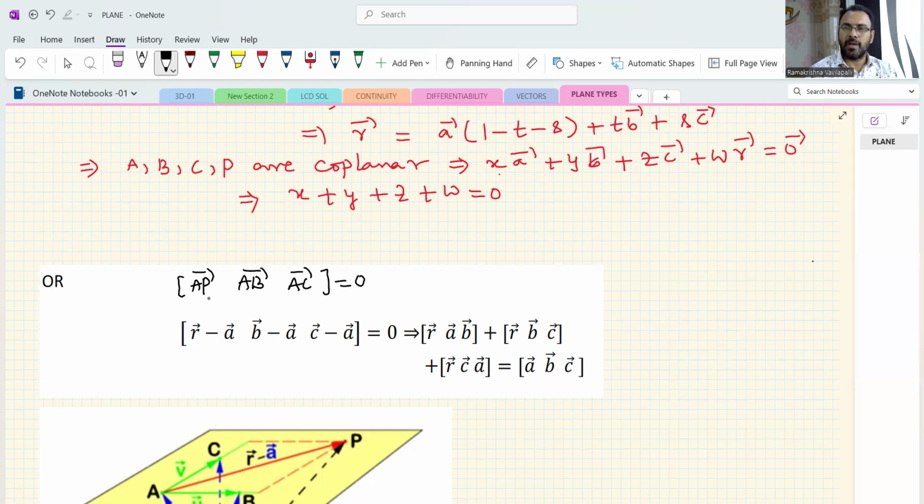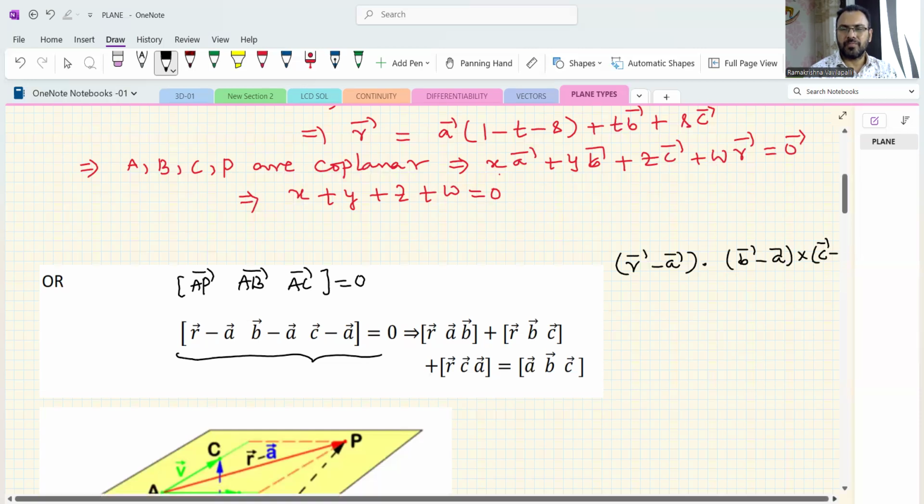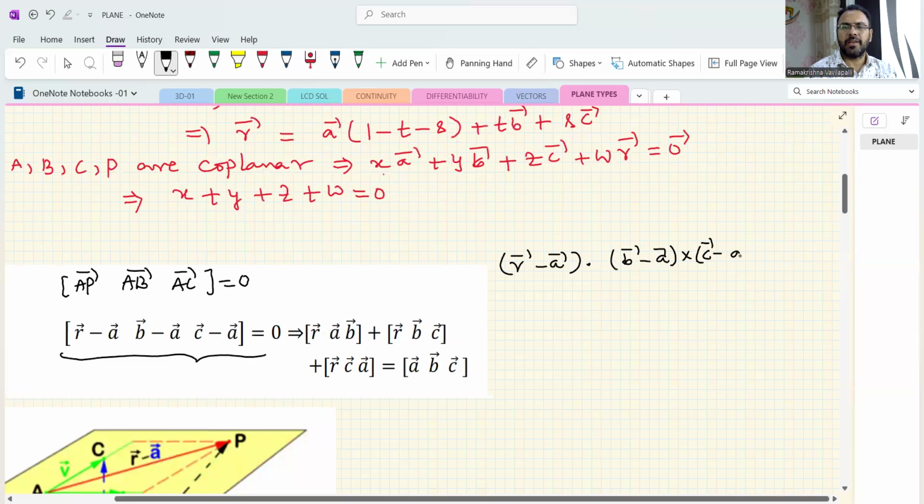So here AP bar, AB bar, AC bar are coplanar, therefore their box is equal to 0. And you can write this LHS as R bar minus A bar dot B bar minus A bar cross C bar minus A bar equal to 0.